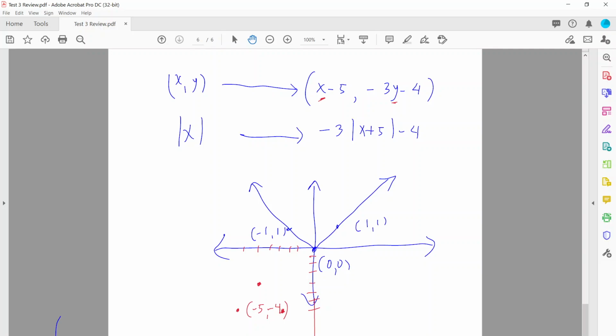But remember, to join these points you have to just copy the nature of the absolute value. Because of this reflection it will flip downward, and because of this stretching it will be stretched more downward. So I'm going to just use these 3 points: negative 5, negative 4; the second point, negative 6, negative 7; and this point, negative 4, negative 7. So I'm going to just plot these 3 points.